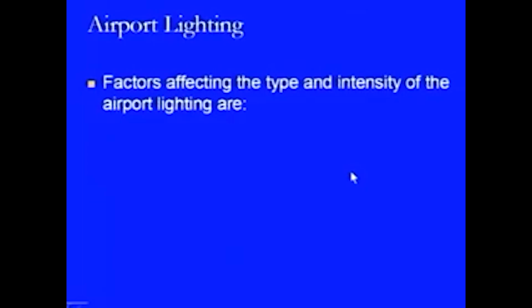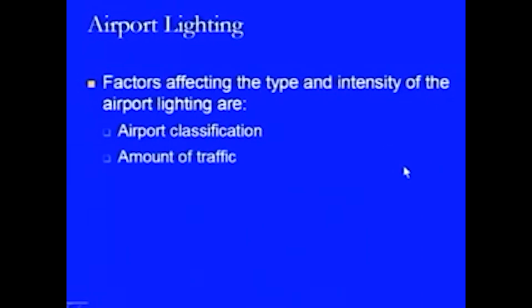Starting with the airport lighting, there are different factors which affect the type of lighting to be provided and the intensity of the airport lighting. We will look at those factors. It is on the basis of airport classification, whether the airport is a smaller airport or a bigger airport. Depending on that, the type of lights to be provided, or the intensity of those lights at any specific location, changes.